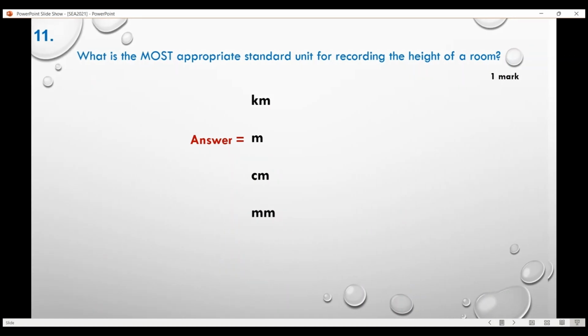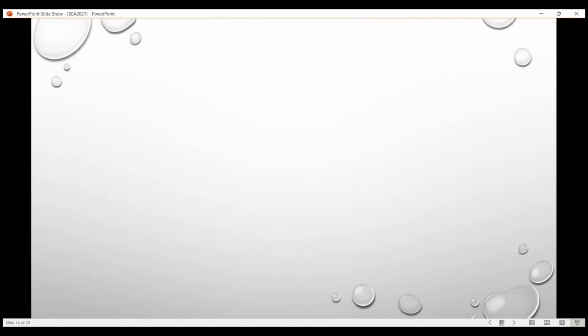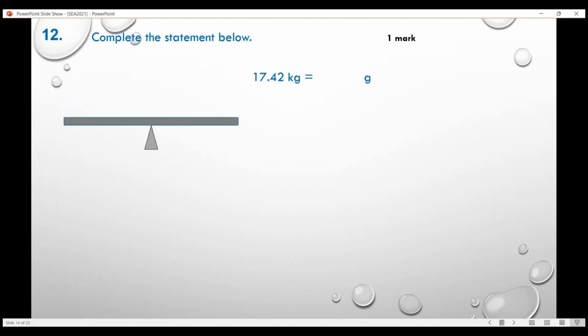Let's now go on to the next question, which is number 12. And in number 12, they're asking us to complete the statement below. 17.42 kilograms is equal to how many grams? So this is a simple conversion. So let's be reminded that if we have a scale and we put 1 kilogram on one side, it will be balanced with 1,000 grams. Your teachers would have done this in class all the time with you. As such, if we had that 1 kilogram, it's the same as 1,000 grams.